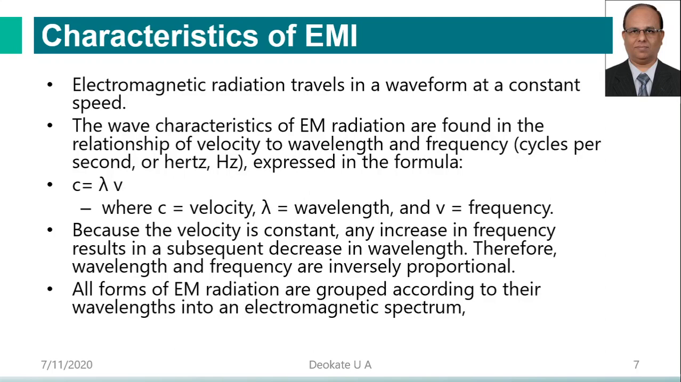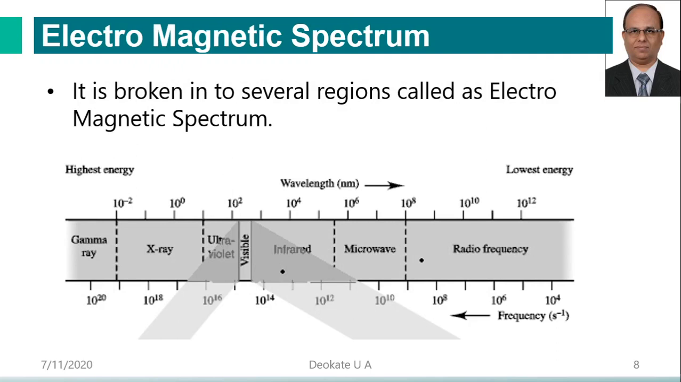All forms of electromagnetic radiations are grouped according to their wavelength into an electromagnetic spectrum. Now you can see the radiations broken into the electromagnetic spectrum, which starts from gamma rays. So it is a continuum. First we have gamma rays followed by X-rays, then ultraviolet rays, then visible rays, infrared rays, then followed by microwave rays, radio frequency rays, then TV rays and radar rays. Out of this, for analytical purposes, we use X-ray radiation to radio frequency radiations.